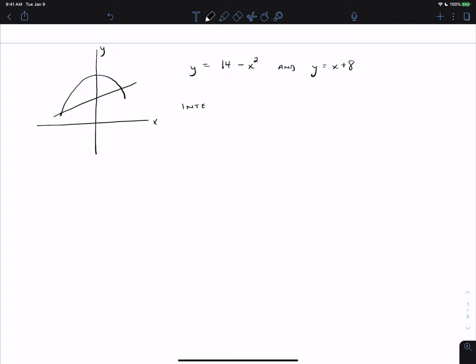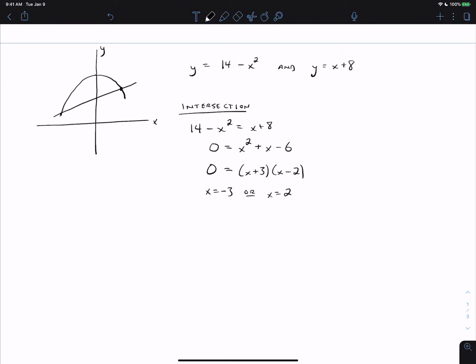To do that, we set the two equal to each other. And so we do 14 minus x squared equals x plus 8, and we solve that for x. To solve that, you get 0 on one side, so I'm going to add the x squared, I'm going to subtract 14, and now I'm going to factor that and get (x plus 3)(x minus 2). That gets us x is -3 or x is +2.